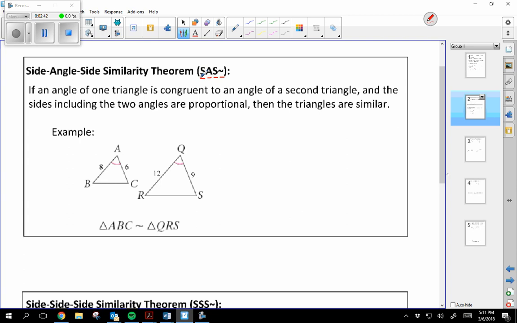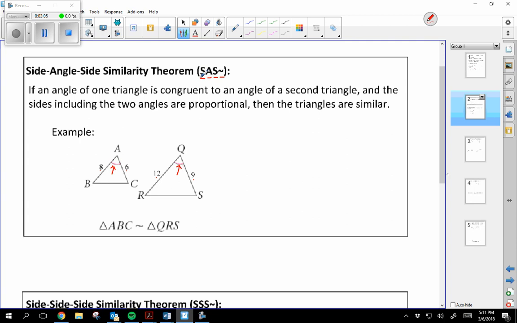So in this case, I can clearly see that angle A is the included angle between the 6 and the 8. I can see that the Q is the included angle between the 9 and the 12. In other words, I have the angle pair already marked congruent. Now I need to check my side lengths.